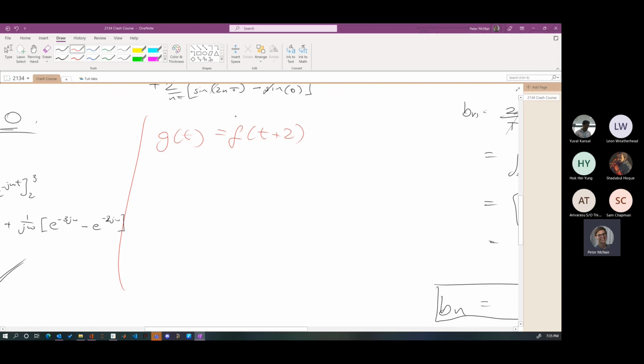So I've got g of t is equal to f of t plus 2. Now, we've got the property that f of t of, well, this may not be so much properties, but let's take a Fourier transform of each side. So let's say the Fourier transform of g of t is equal to the Fourier transform of f of t plus 2.